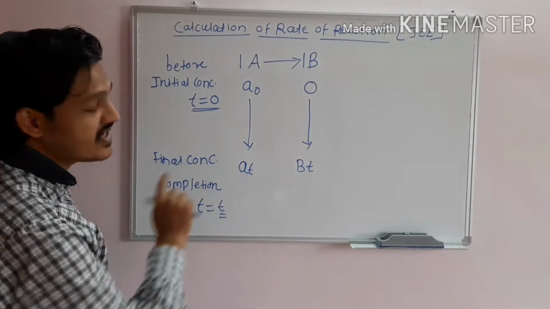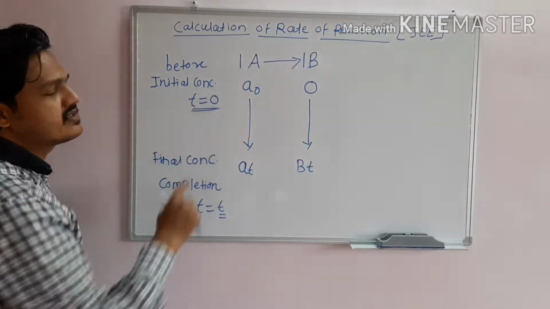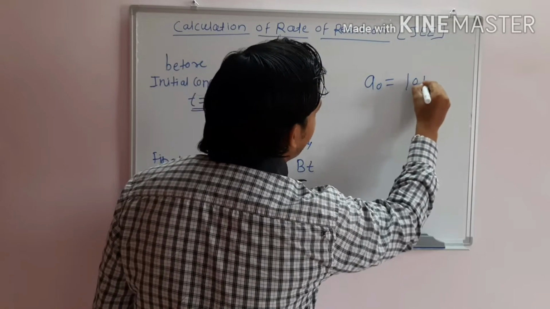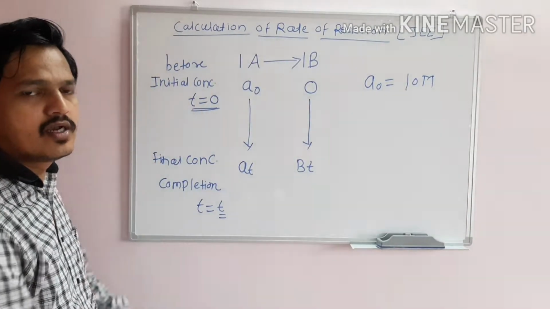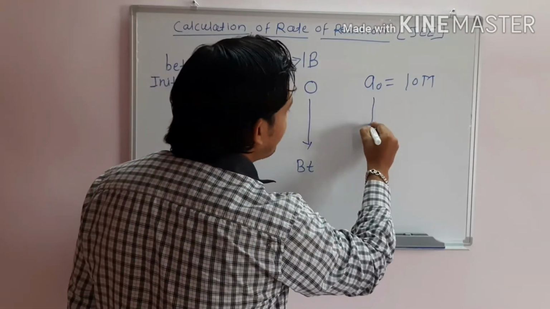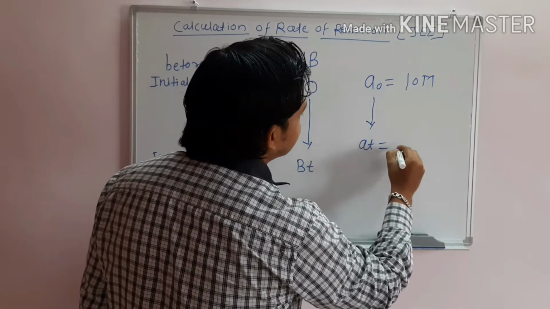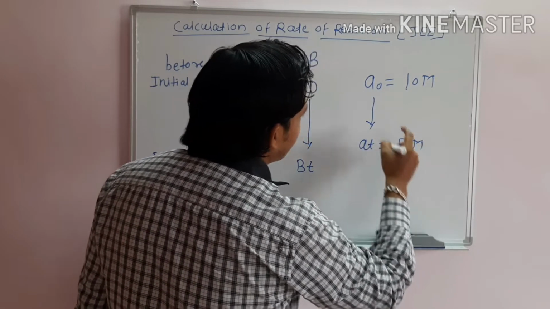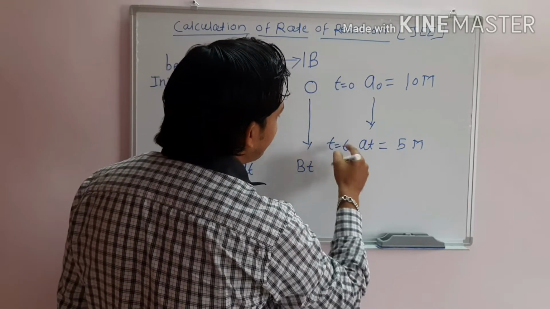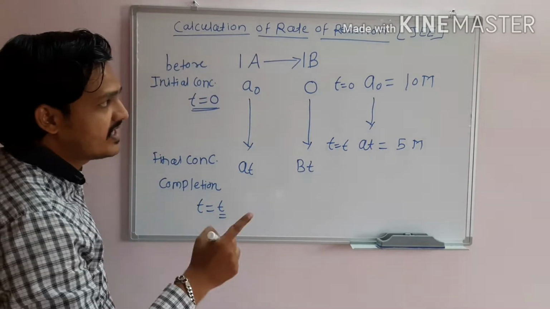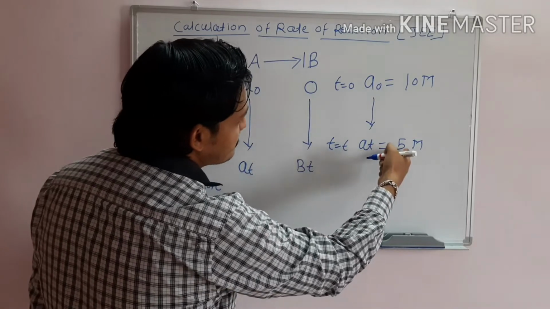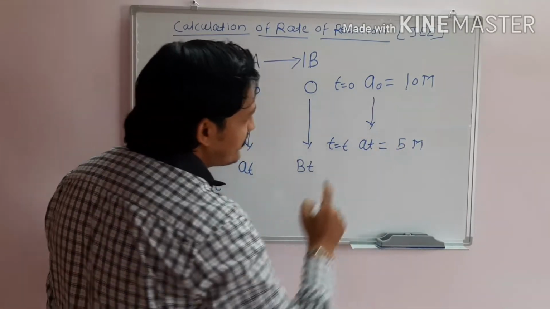Now, what is the value of AT? Let us say I am taking just random numbers. A0 is equal to 10 molar. As time goes, concentration of reactant decreases. Then what is the value of AT at time T? Let us say 5 molar. Here the time is equal to 0, here the time is equal to T. T means 1 hour, 2 hour, whatever. Then as time goes, the reaction starts, concentration of reactant decreases. 10 molar is converted into 5 molar.